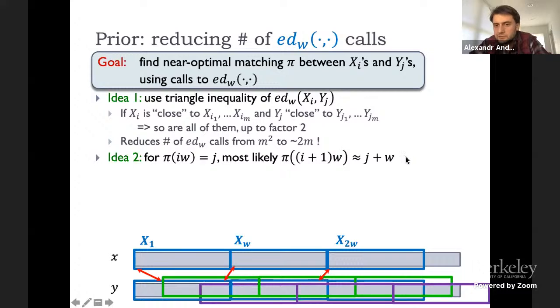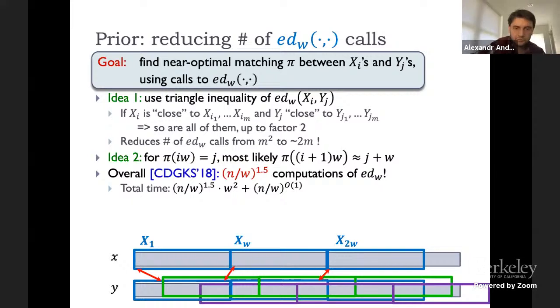It should be plus minus the local error, right? But assuming it's distributed relatively uniformly, we have some kind of prediction of where the right match should be. So this means that when we're considering this x_i starting at this position, we don't need to compare to many other substrings in y, or all of them, right? But just in a very localized manner. Okay, so this is idea two.